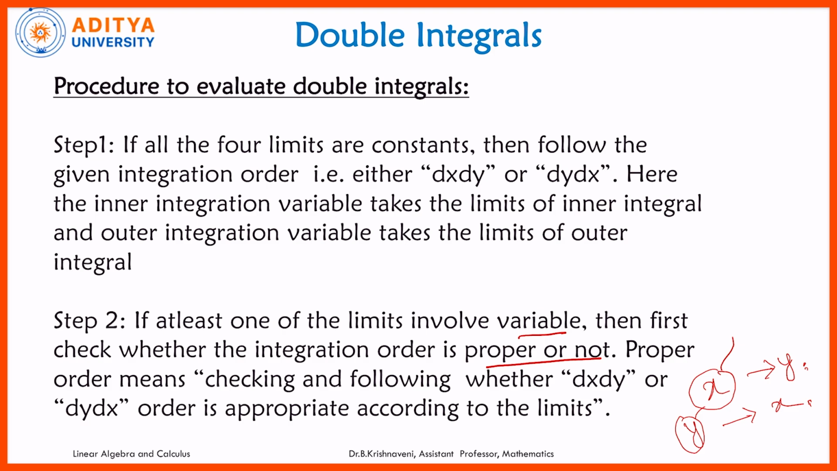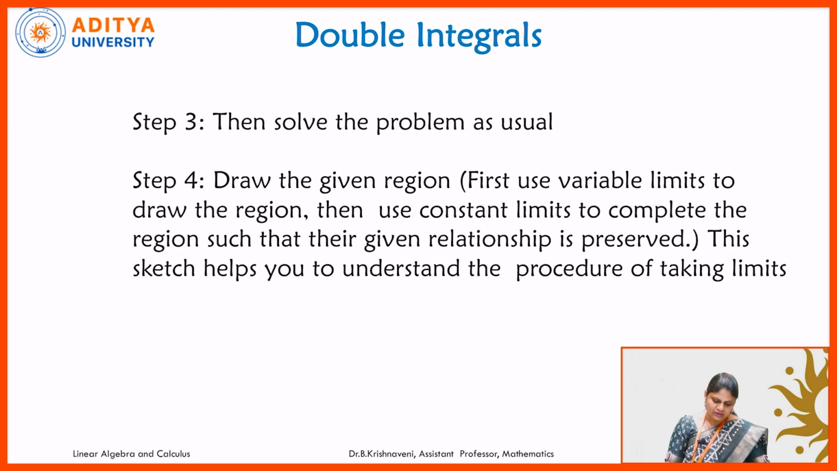So whenever variable limits are given, first of all we need to see whether the integration order is proper or not. Proper order means checking whether the dx dy or dy dx order is appropriate according to the limits. Then solve the problem as usual.